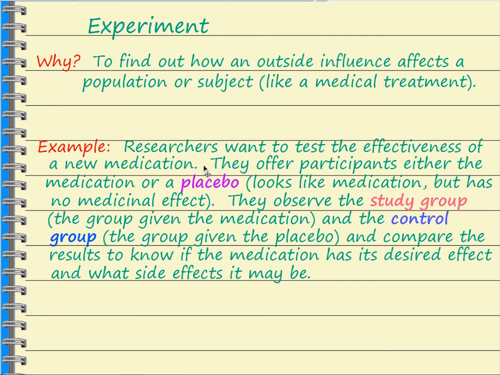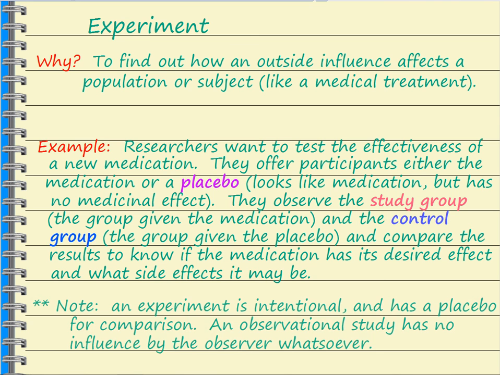So then they observe the study group. The study group is the group that were given the medication. And the control group, that's what they call the group that was given the placebo. The patients in the study have no idea which one they've been given. You need to know what placebo stands for, what study group and control group mean. And then the researchers are going to compare the results to know if the medication has its desired effect, right? They can also look at what some of the side effects are going to be.